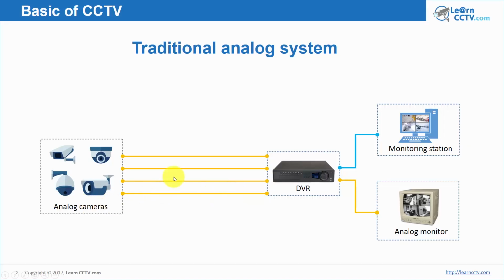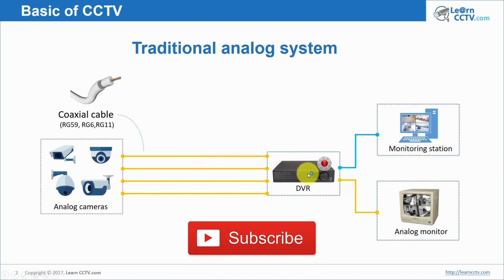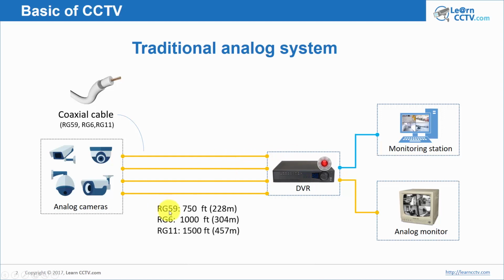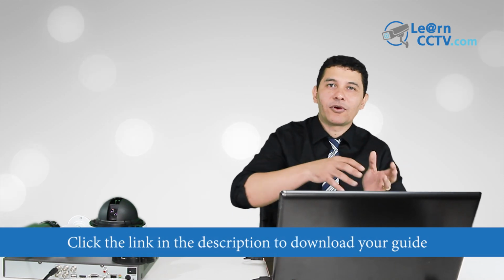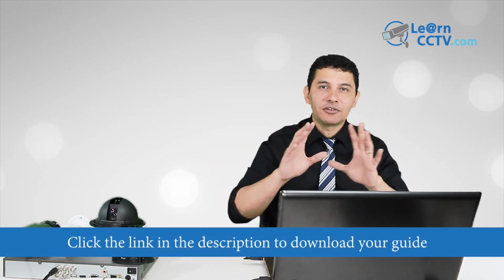It's not rocket science. Back here to the diagram, we can see that I can use some cables like RG59, RG6, or RG11 just to connect from the camera to the DVR, and the DVR is going to convert from analog to digital and record on the internal hard drive. So it's pretty basic. Here are the distances. I have RG59 for 750 feet, RG6 for 1000 feet, and RG11 for 1500 feet. So depending on the installation of your camera, you need to use one cable or another because of the distance, okay? So pretty simple.